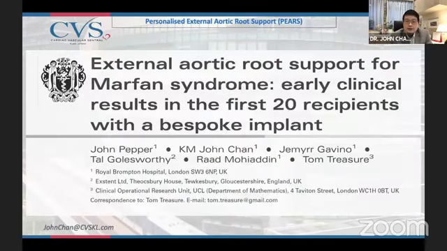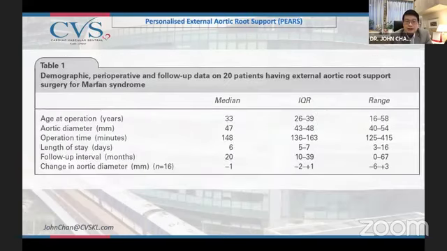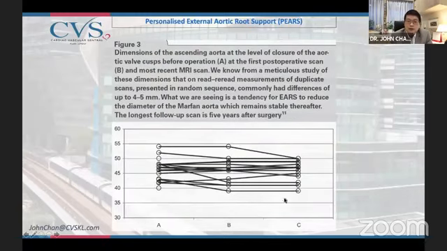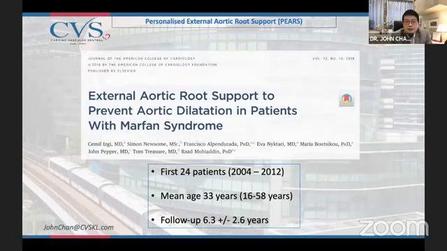And these are the early results in the first 20 patients who had this procedure done, and the results are very good. This is the size of the aortic root, the vertical axis shows the size of the aortic root, and you can see that at two different time points, the aortic root diameters have been stabilized. And more recently, we have longer follow-up now in the first 24 patients, at 6 years after the procedure.